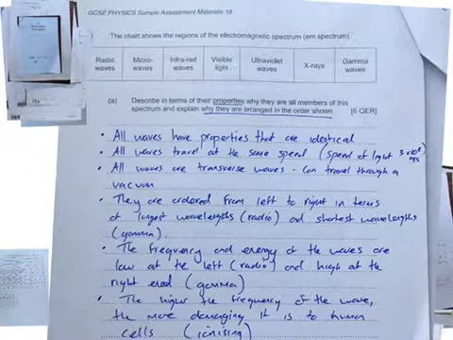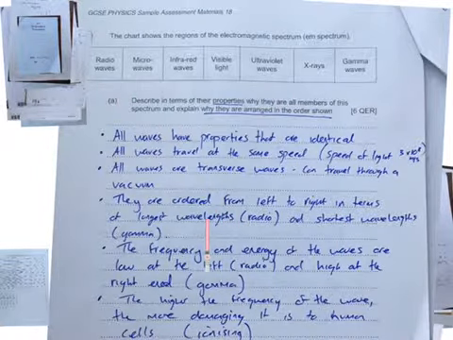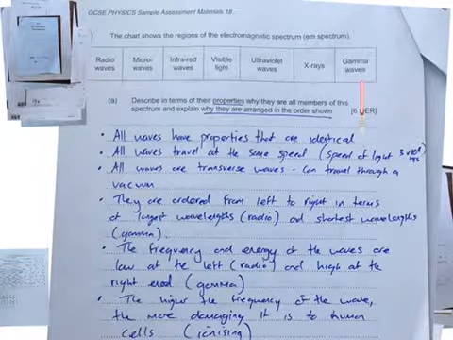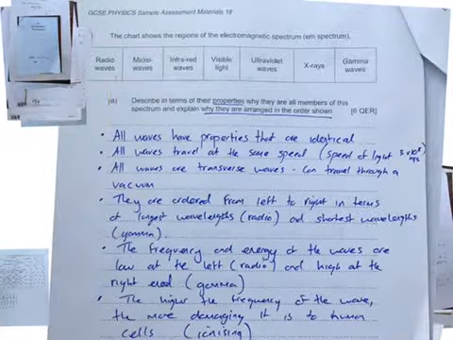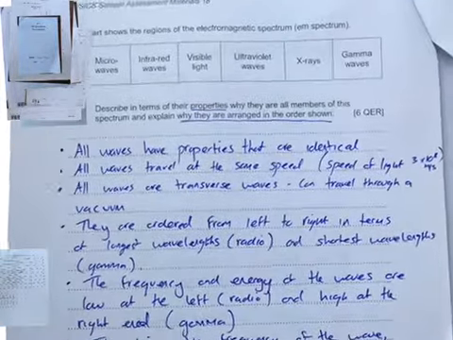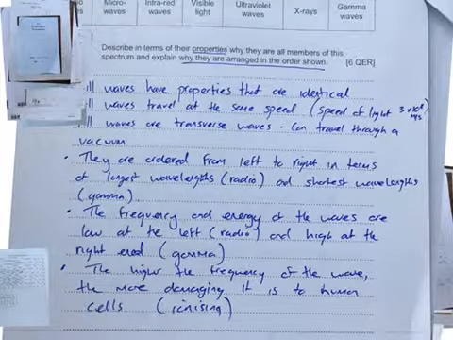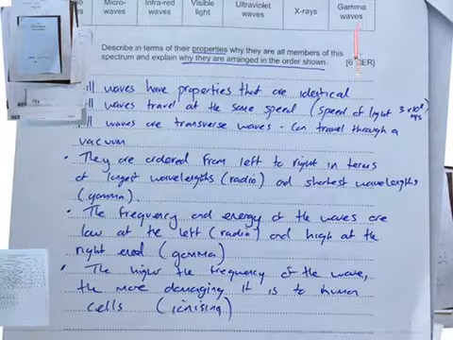Okay, visible light. They are ordered from left to right in terms of longest wavelengths, radio first, and then shortest wavelengths in gamma. And because of that, the frequency and the energy of the waves are low at the left, so they're low at radio waves, low frequency, and high at gamma. And the other thing I've said, the higher the frequency of the wave, the more damaging it is to human cells. You could also say the higher the frequency, the more energy it's going to transfer.